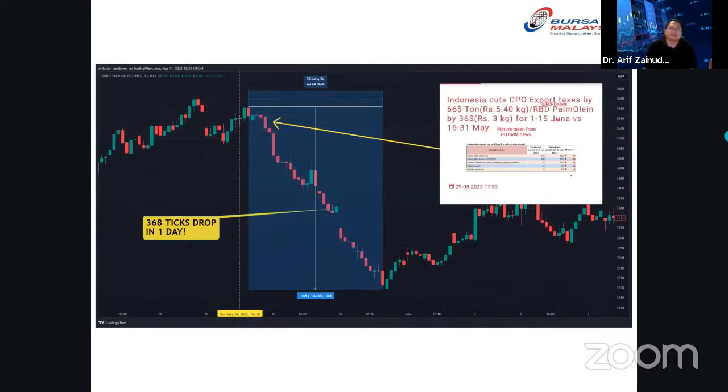Price went down, price drop. That's correct. What happened about 3 months ago, back in May, is that Indonesia cut the CPO export tax from $169 to $103 per ton. In May, the price dropped 368 ticks in one day. One of the reasons is the market demand shifting from Malaysia to Indonesia lah. We were losing a lot of demand, and when you lose demand, the price goes down as well lah. So that was what happened in late May.